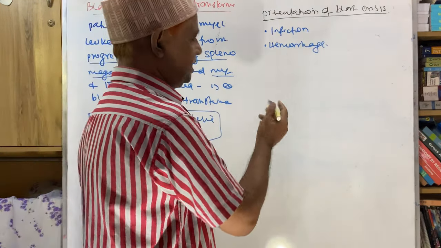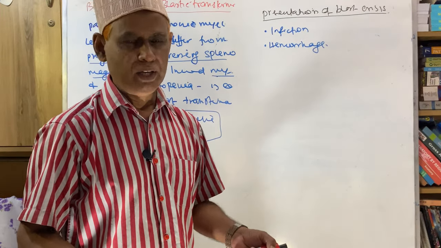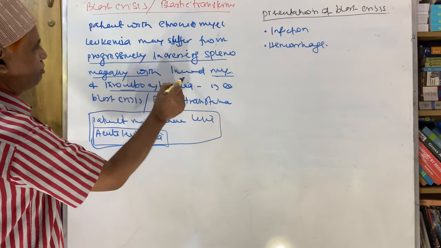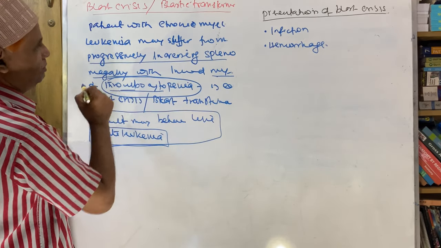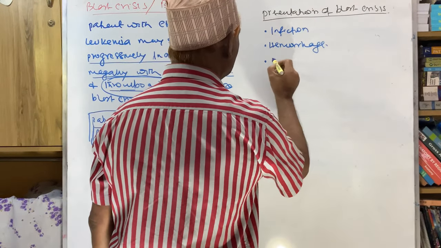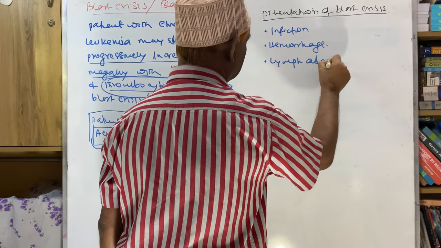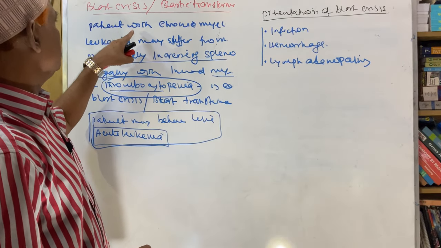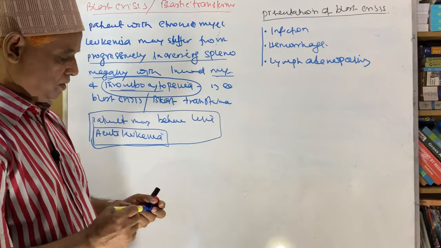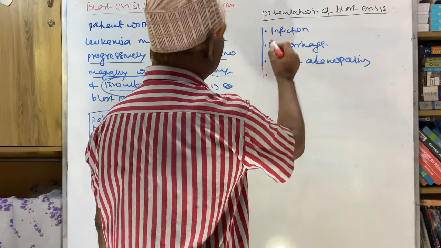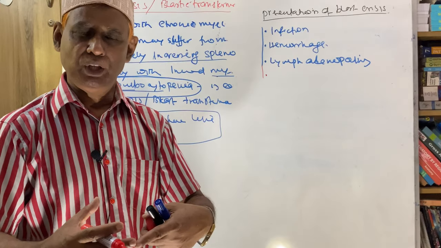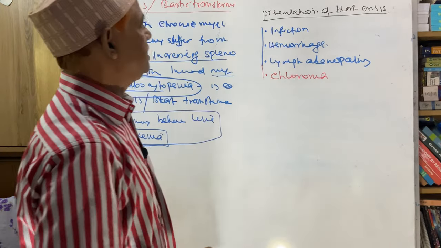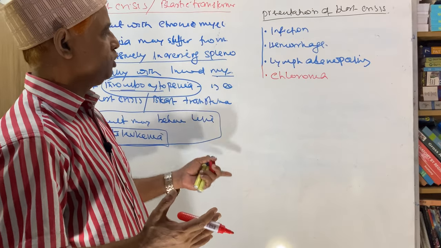Then hemorrhage, like nasal bleeding, gum bleeding, perirectal bleeding, etc., and internal hemorrhage also. This hemorrhagic disorder in blast crisis is due to thrombocytopenia. And the patient may develop lymphadenopathy. So these are the common presentations of a patient with chronic myeloid leukemia suffering from blast crisis. Besides infection, hemorrhage and lymphadenopathy, the patient may come to you with chloroma. So the presentation is infection, frequent fever, hemorrhage, lymphadenopathy and chloroma.